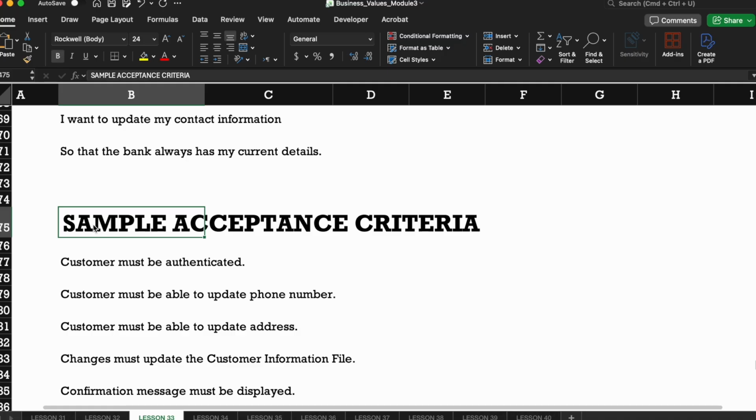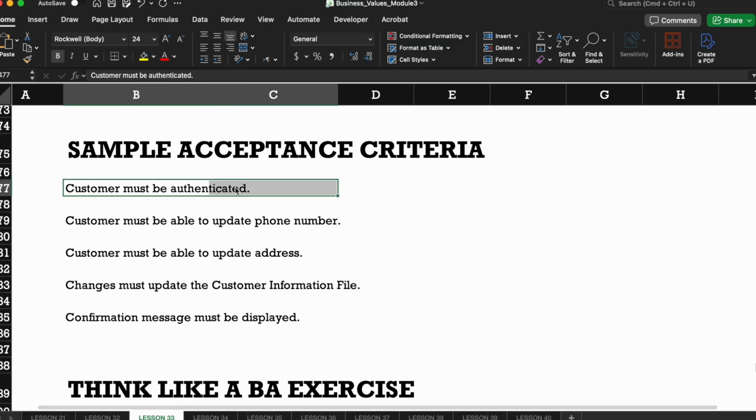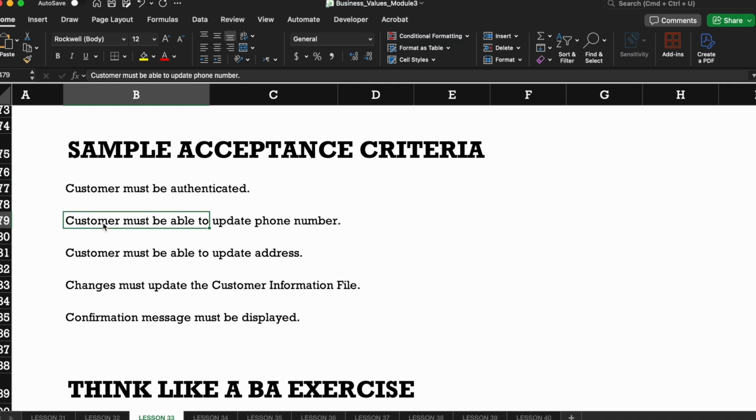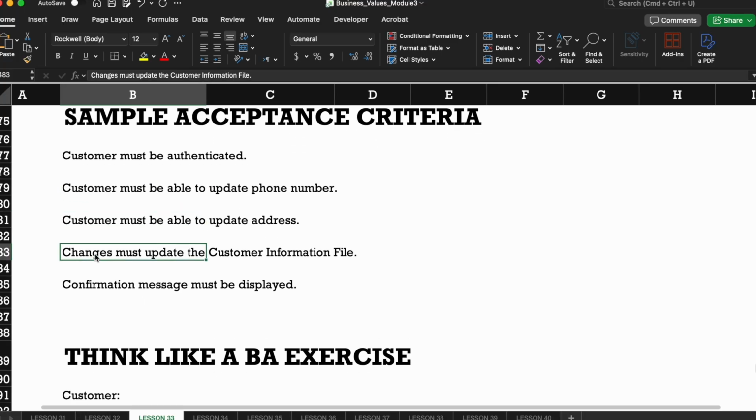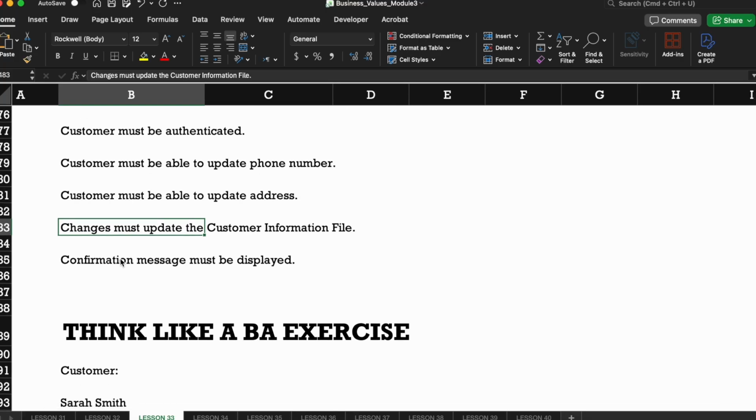Sample acceptance criteria: customer must be authenticated. Customer must be able to update phone number. Customer must be able to update address. Customer must update the customer information file. Confirmation message must be displayed.